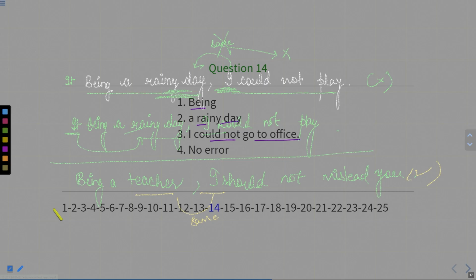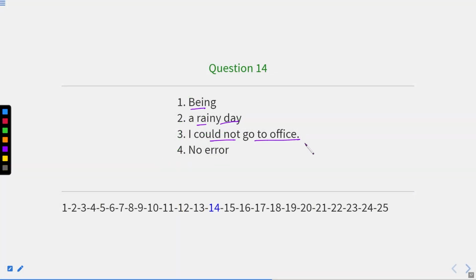Okay, so here if I have written, being a rainy day I could not go to office, so this is one clause and this is another clause. But I and rainy day, are we the same? No, of course not. Therefore before being we need to write "it", because for rainy day we can only write "it". Now here the correct answer will be first, where we need to write "it being" in place of "being". So it is, it being a rainy day I could not go to office.